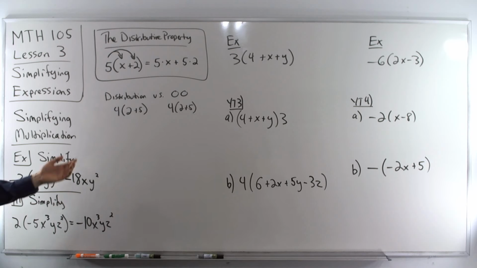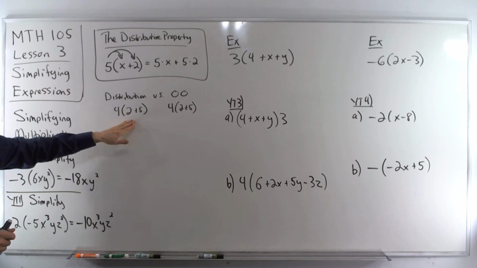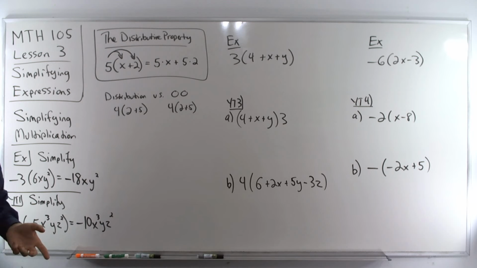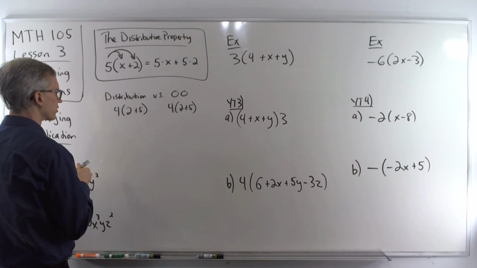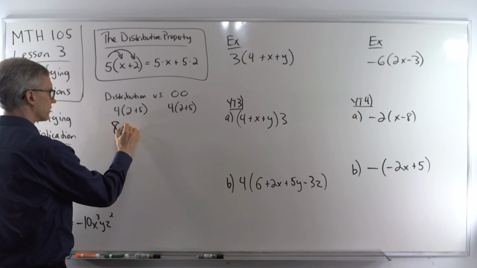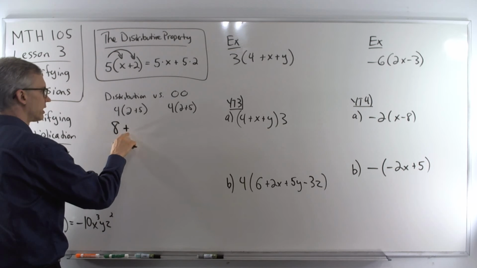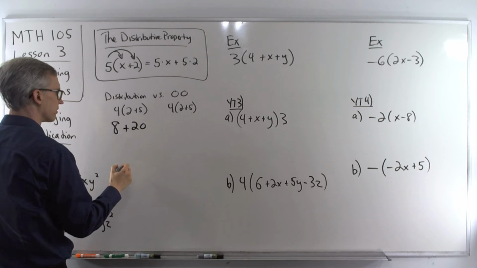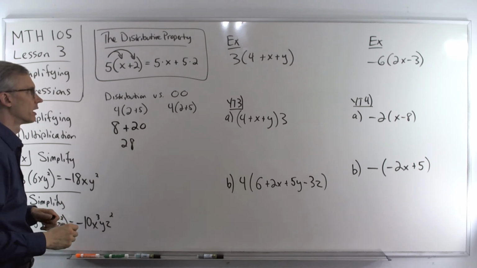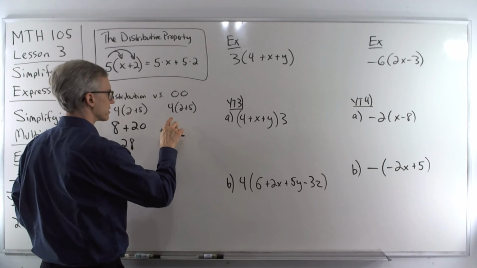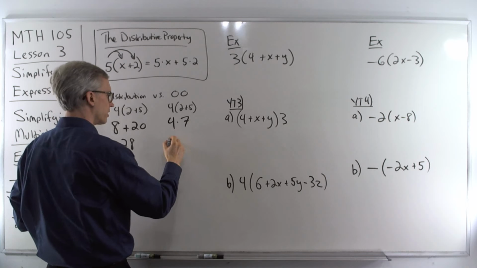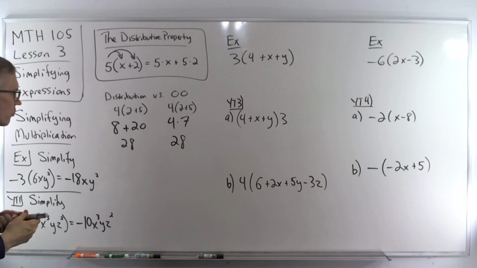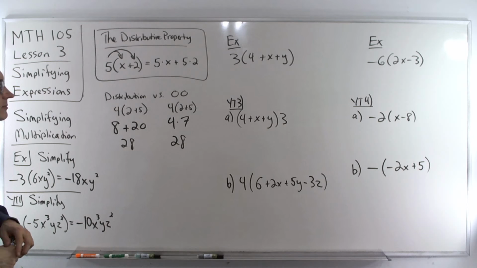So let's compare doing distribution versus order of operations. Evaluate both of these using those two methods. First one, we'll multiply in 4 times 2, gives us 8. Keeping the plus in between, 4 times 5 is 20. So that's 8 plus 20, or 28. Now we'll do what we did before with order of operations. So we got 4 times 2 plus 5 is 7, working inside the parentheses first, and then multiply to get 28. So whichever method we use, we get the same result.